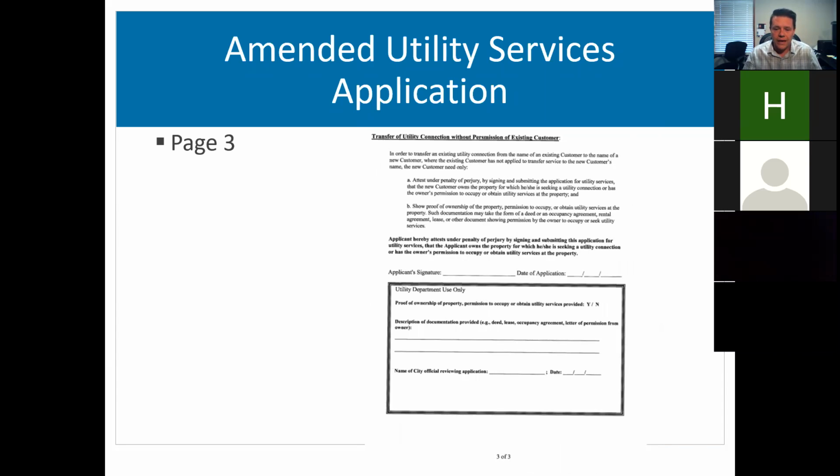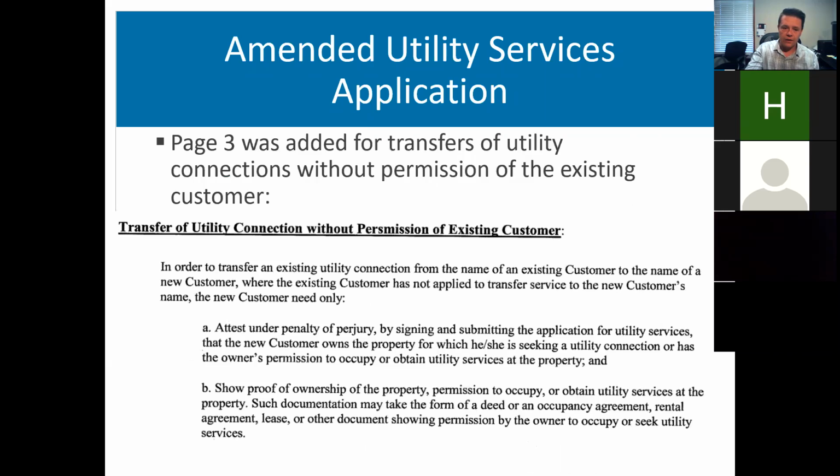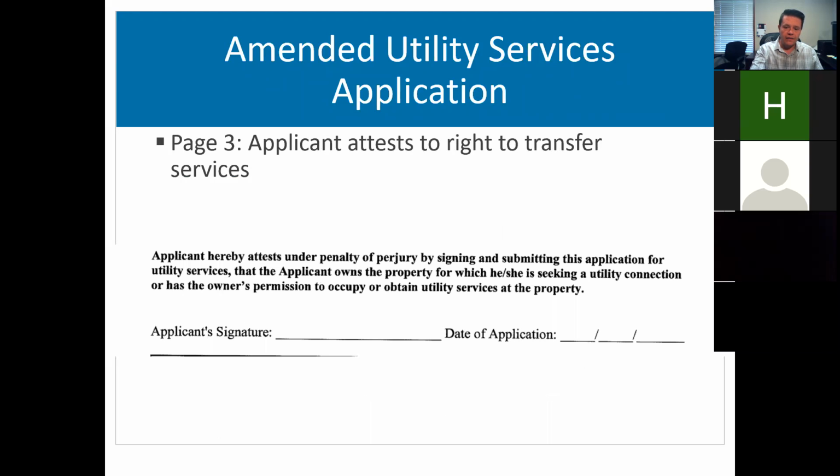Page 3 was a new page, and it dealt with that issue of transferring a utility connection. And I think we have a close-up here. So it added this language from the water service regulations saying what somebody has to do to transfer service. And that was, instead of the old requirements that maybe required them to jump through a few more hoops, all that we are requiring them to do is to sign the application under penalty of perjury to say that they either own the property or they have the right to get utility services there, and then show proof of that. And here's what that signature block looks like.